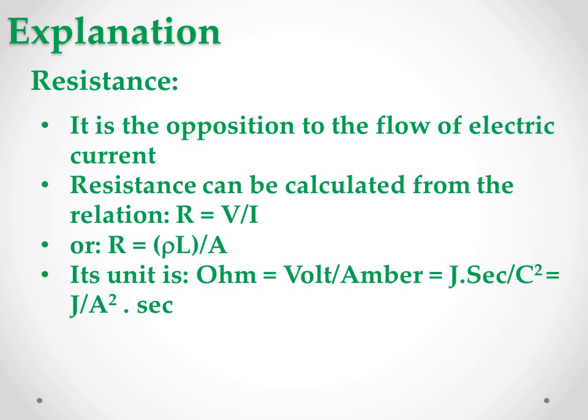Explanation. Resistance. It is the opposition to the flow of electric current. Resistance can be calculated from the relation: resistance equals potential difference divided by electric current intensity, or resistance equals resistivity times length divided by area. Its unit is ohm, equals volt/ampere, equals joule second/coulomb squared, equals joule/ampere squared second.